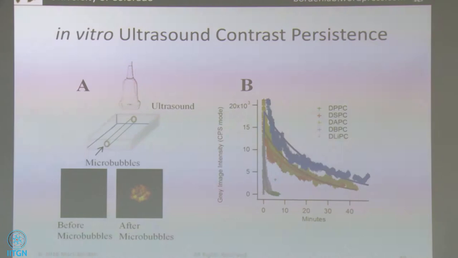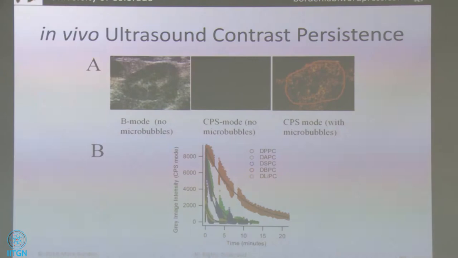Then we went in vivo, the ultrasound contrast persistence. So again, we look at the kidney of the mouse, and this is the in vivo image of the kidney. When you use contrast mode, all the tissue signal is subtracted out, because it gives a linear response, while the bubbles give a non-linear response, and we image the non-linear response of the bubbles. You draw that region of interest, and you integrate contrast as a function of time, and here it is again.